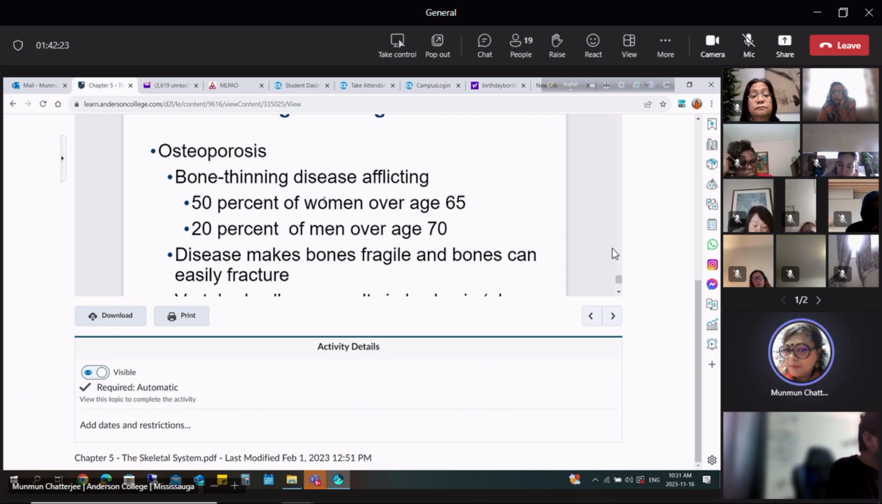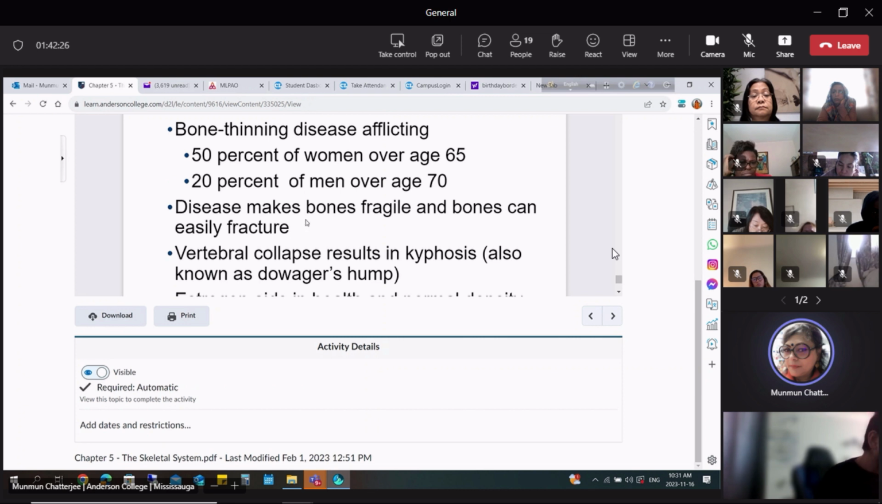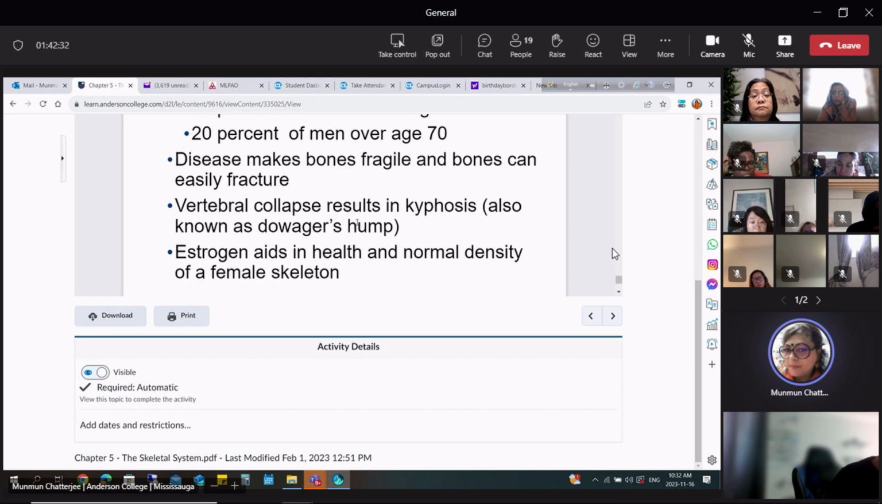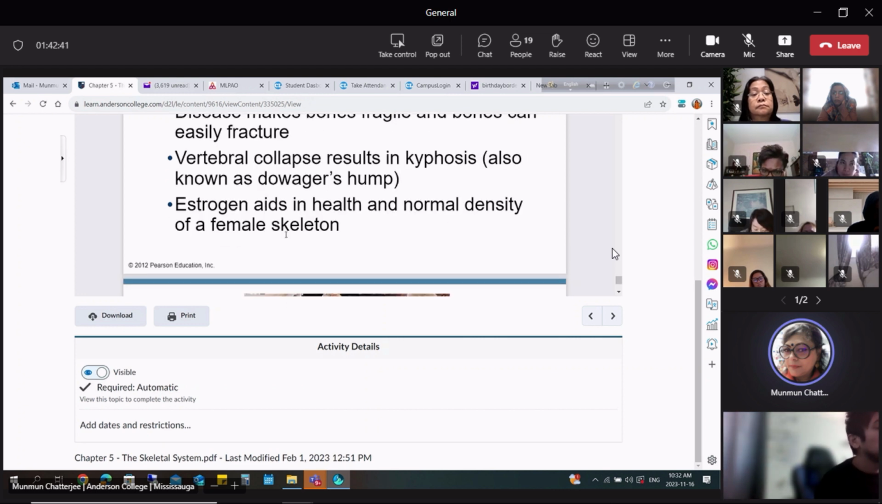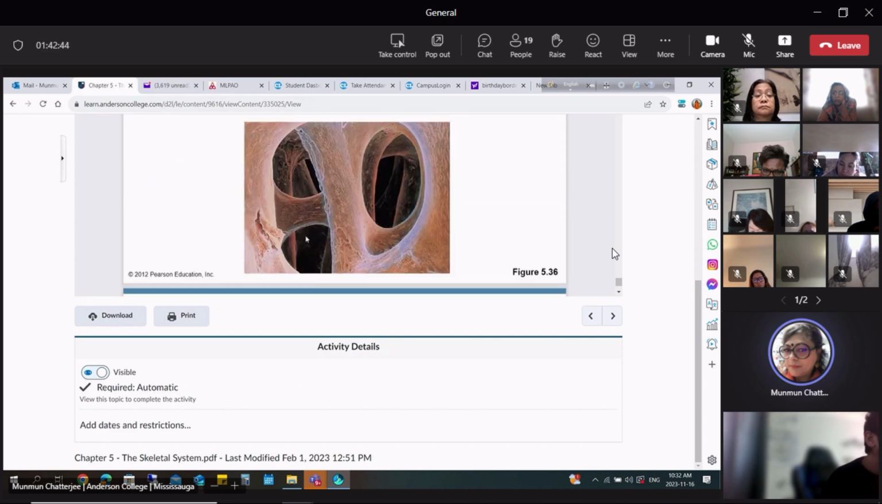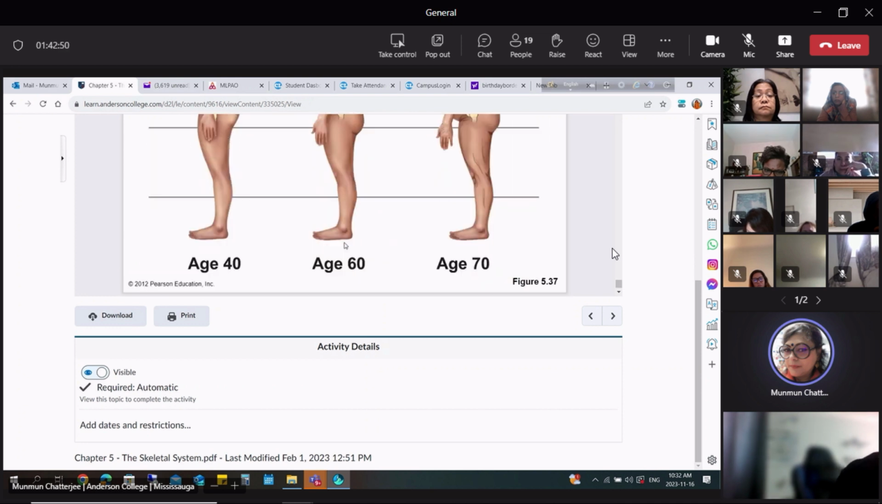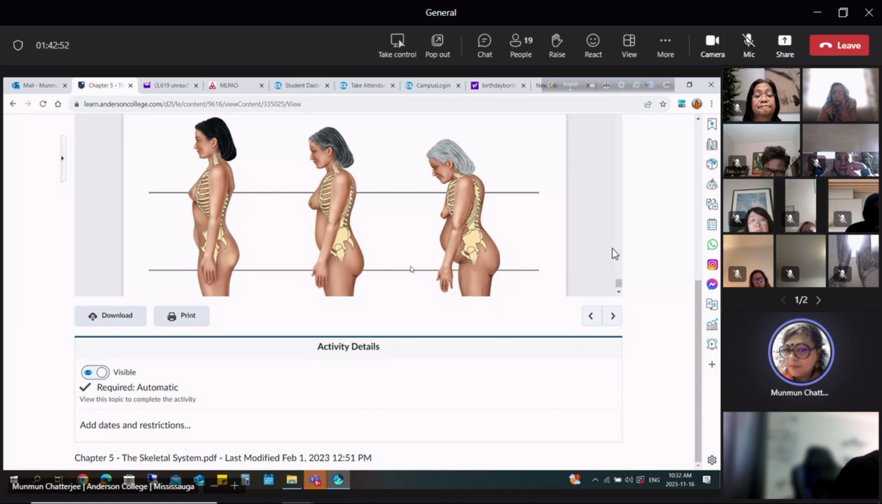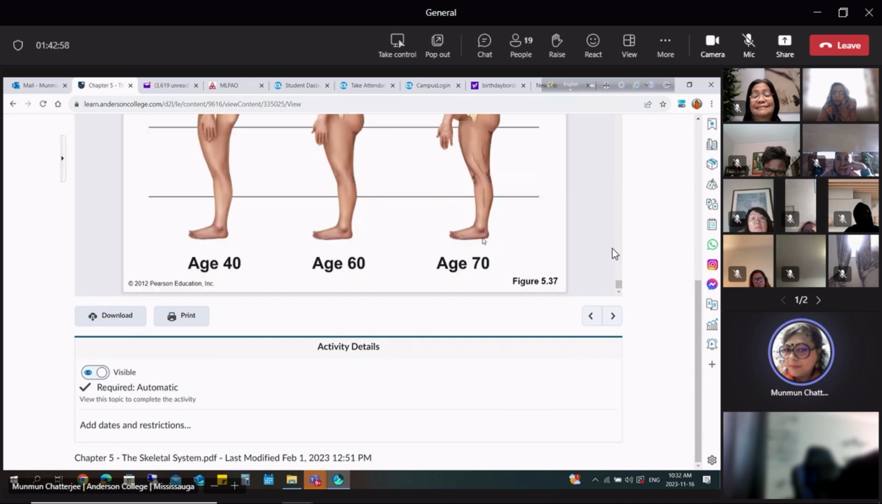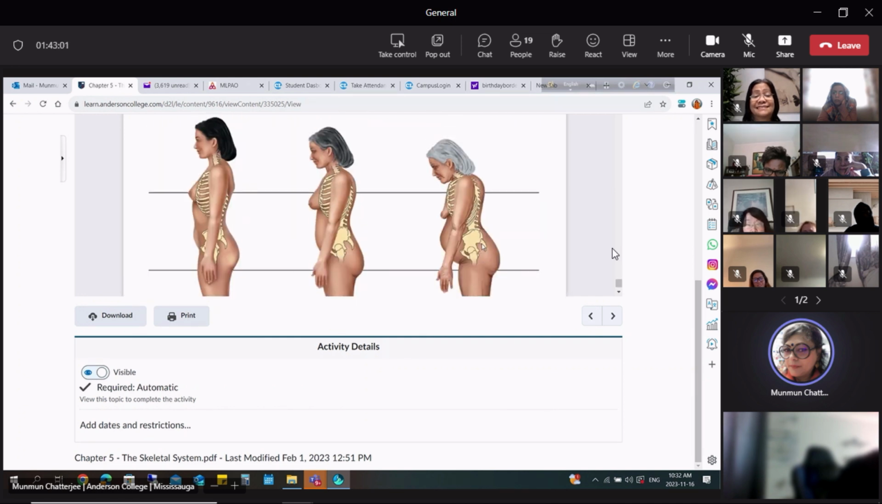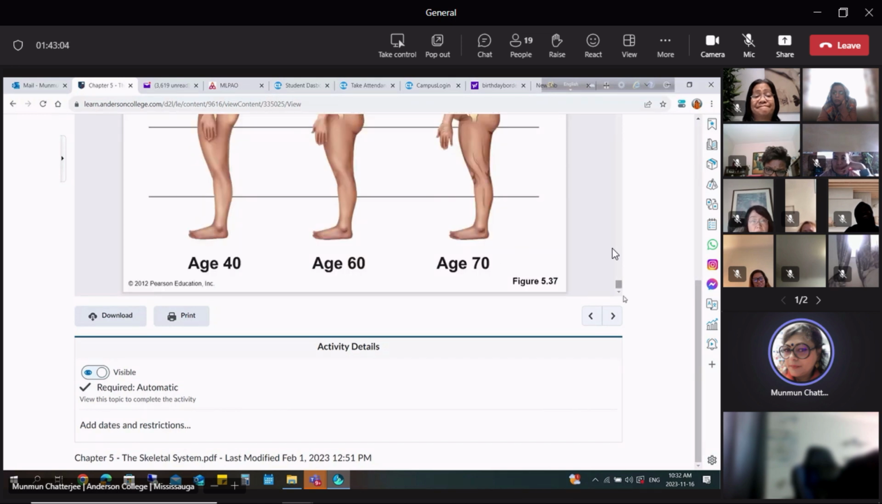It starts before also, but 20% of men over 70 get this one. What is that? It makes bone fragile. Bones can easily fracture. Vertebral collapse results in kyphosis, also known as dowager's hump. That is in the back. Estrogen aids in health and normal density of a female skeleton, as I told you right now. You can see at age 40 you are straight, and then slowly at age 60 you are getting down, and you can see the bone getting damaged. We bend forward, and that's all.